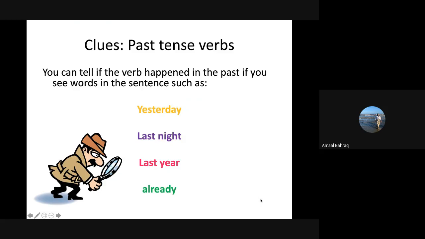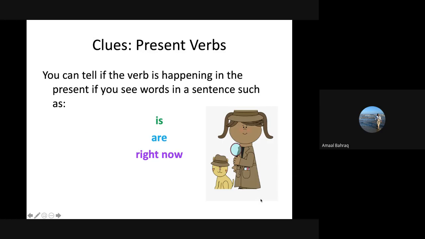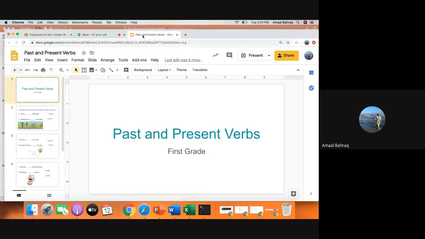Past tense verbs. You can tell if the verb happened in the past if you see words in the sentence such as yesterday, last night, last year, already. These things tell you that it already happened and that you would add an ed to it. You can tell if the verb is happening in the present if you see words in a sentence such as is, are, right now.